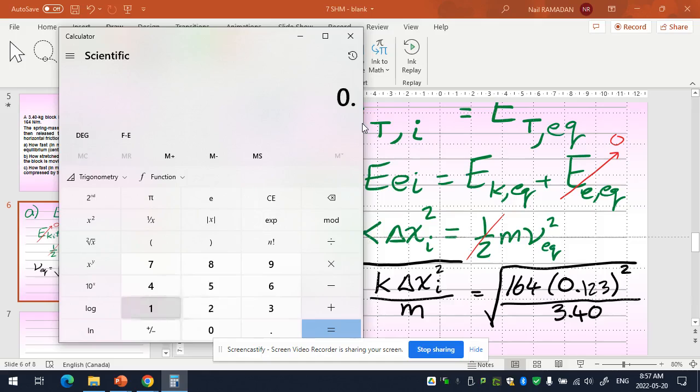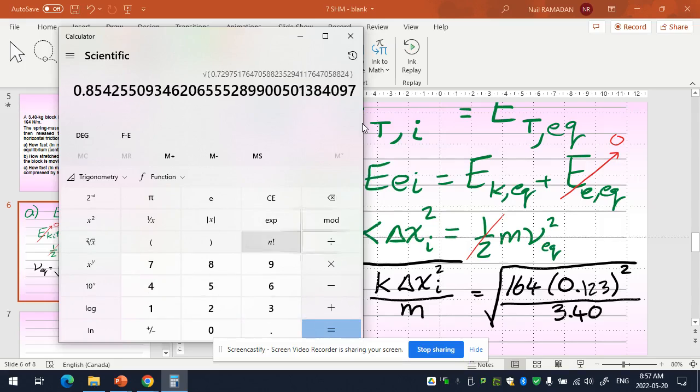Okay, I'll do the square first. 0.123 squared times 164 divided by 3.4, and you square root this. Done. What's the situation of all these numbers? 164 is how many sig figs? 3. 0.123, 3. Is it 3.4 or 3.40? 3.4, so 2. So what would this one be to 3 sig figs? 0.854. But in what unit? By the way, this is speed, and it's standard. It has to be meters per second.